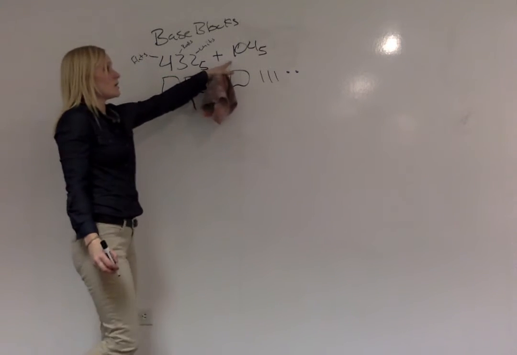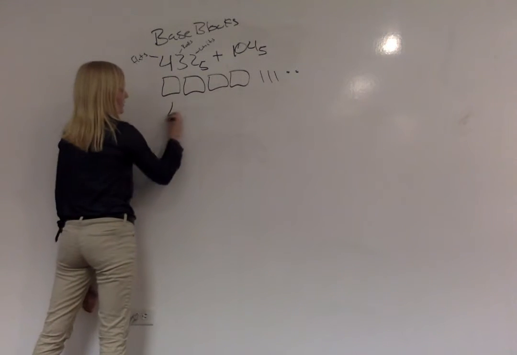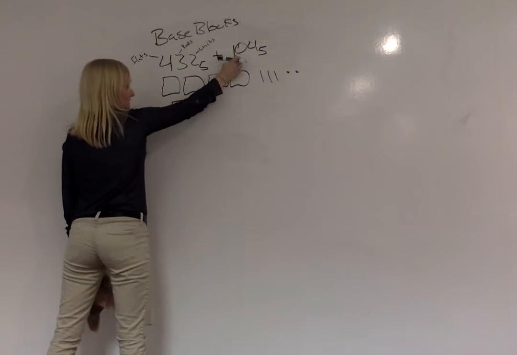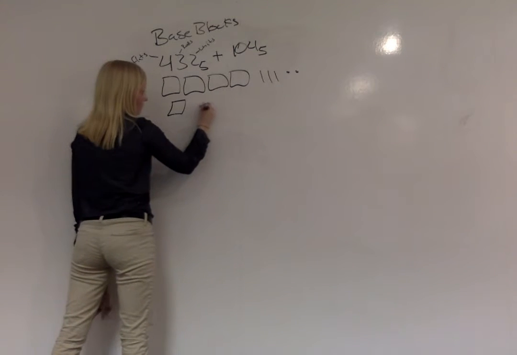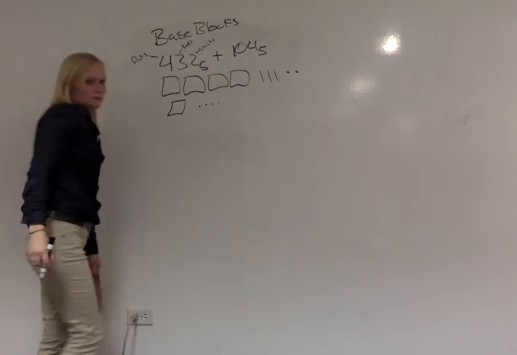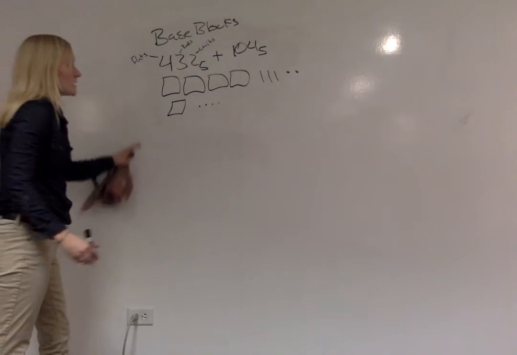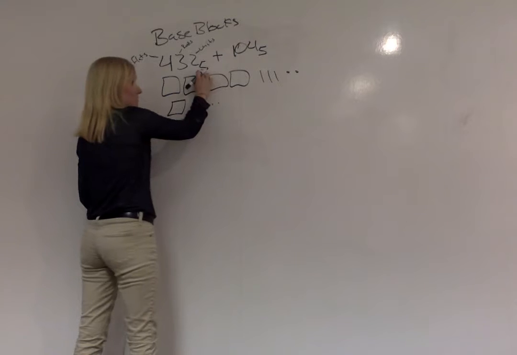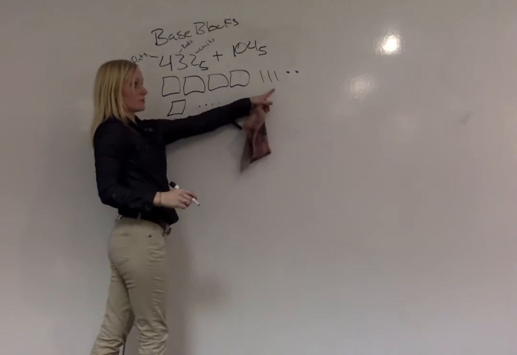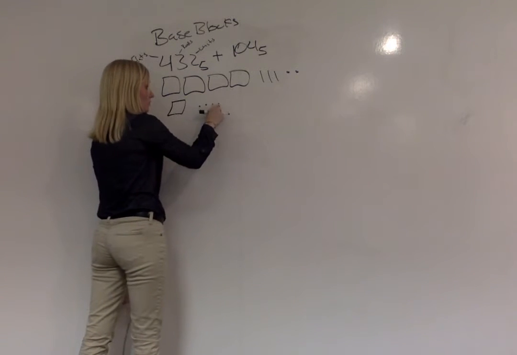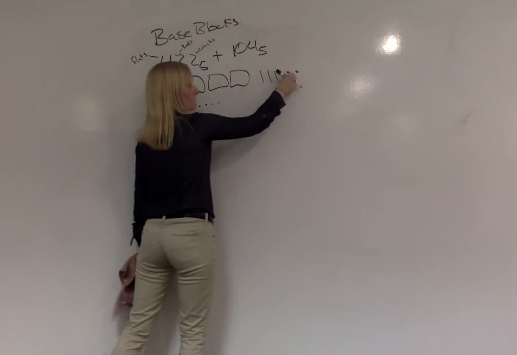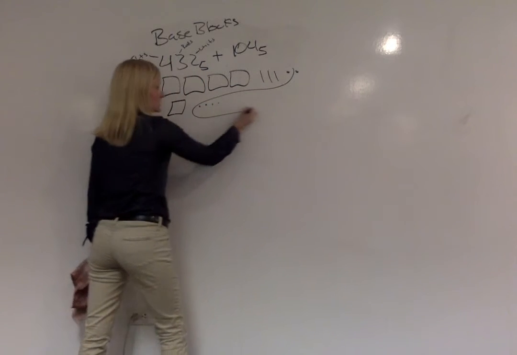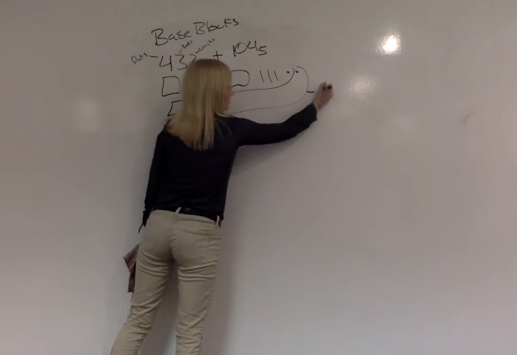Now, in order to get 104, you would have 1 flat, 0 rods and 4 units. Now to add these up. First, you have to regroup. Since we're in base 5, a rod is worth 5. So 1, 2, 3, 4, 5 units would equal a rod.